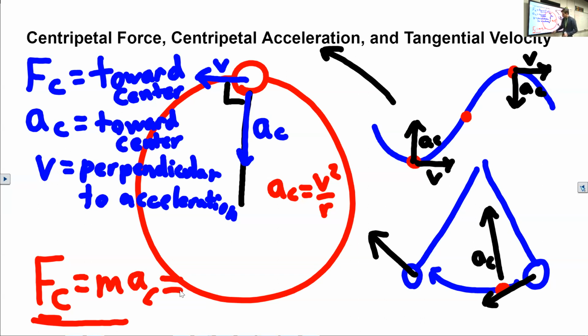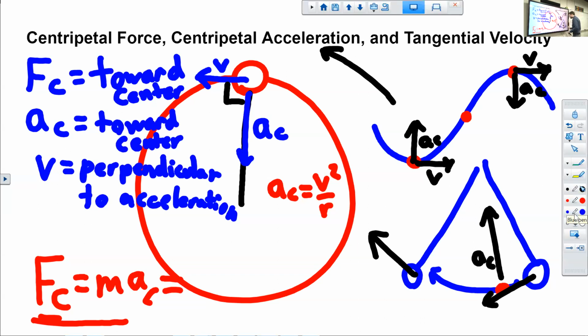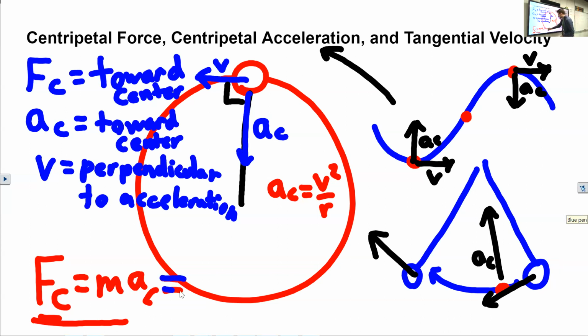So oftentimes you can get an equation for centripetal force that looks like this: mv squared over r. And so that's how you connect all three of these variables. You've got FC, you've got AC, and you've got velocity there. As long as you understand that relationship, that's 90-ish% of circle problems.